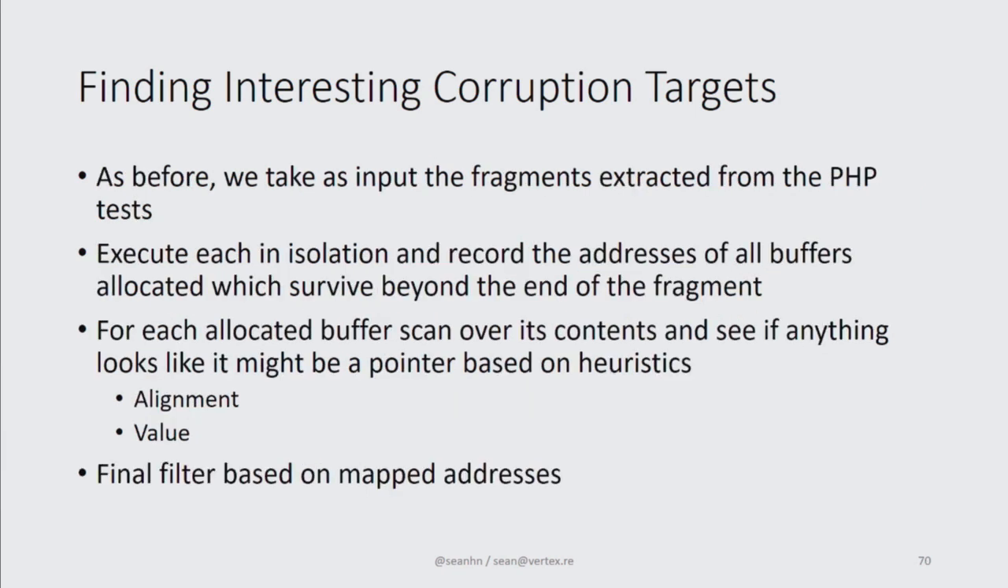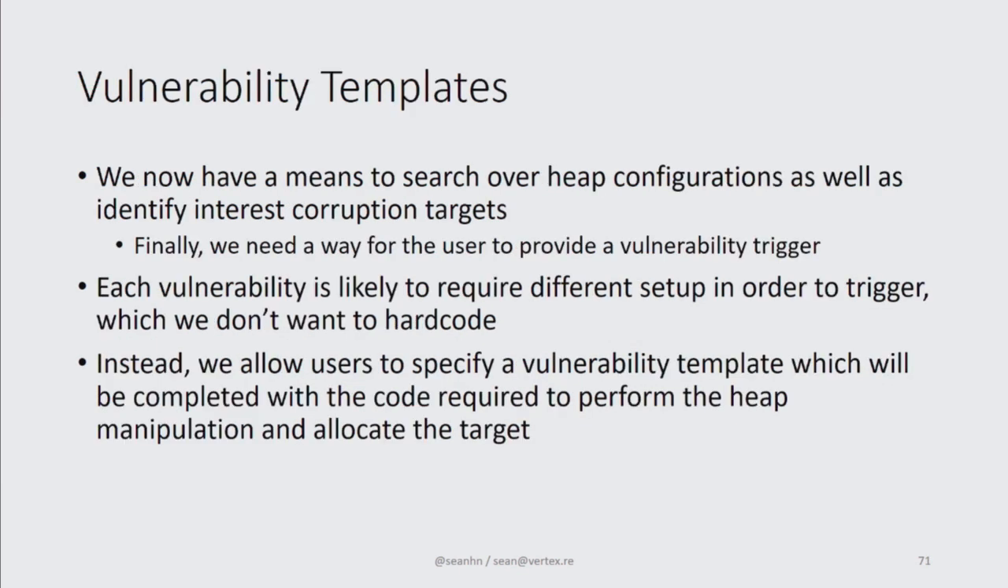So as before, we take the fragments of PHP as input, we execute each of them in isolation, and as the fragment is executing, we record every dynamically allocated object. Then when the fragment terminates, we record the objects that are still live, and we search over the actual memory used by that object, looking for things that look like pointers, which we can do based on heuristics, so their alignment, the value they have, the mapped address space of the target process, that sort of thing. So this is pretty straightforward.